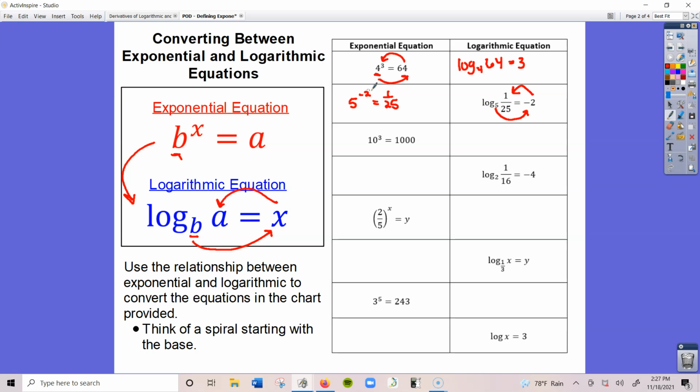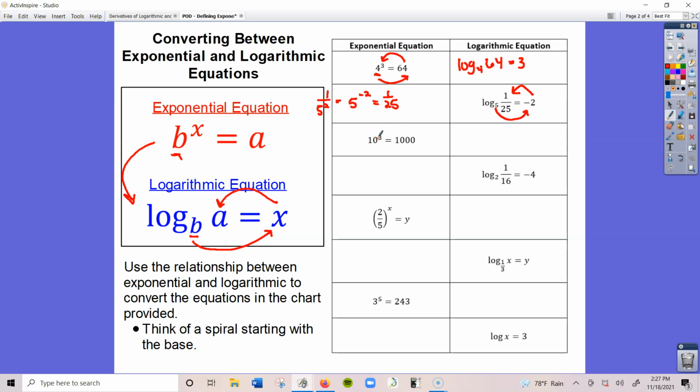And this should be true, right? Because if you have a negative exponent, that means that the 5 is going to go down to the denominator and become a positive exponent. So this here is 1 over 5 squared, and 5 squared is 25. So you see, I hope you can see the relationship between our exponential and logarithmic equations.